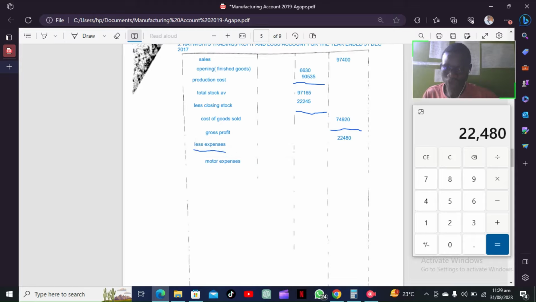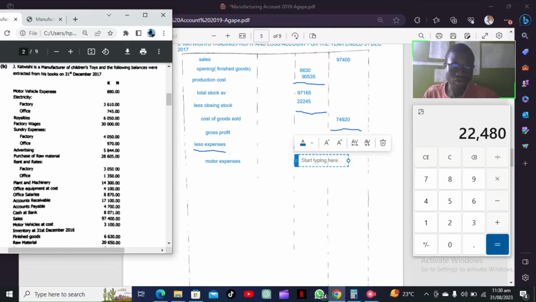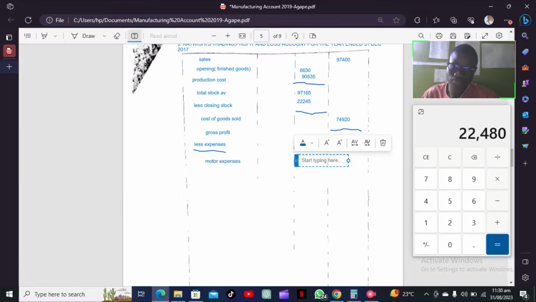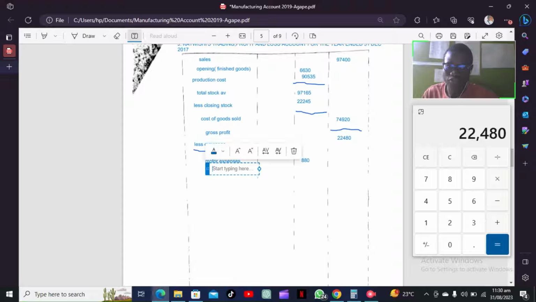So motor expenses, how much was it? This one has no adjustment, so we're going to bring it to the middle column. If it had an adjustment, we would have taken it to the first column, but it does not have an adjustment. So we're going to enter motor vehicle expense. This was 880 kwacha. Then we're going to continue looking for more expenses in our question.